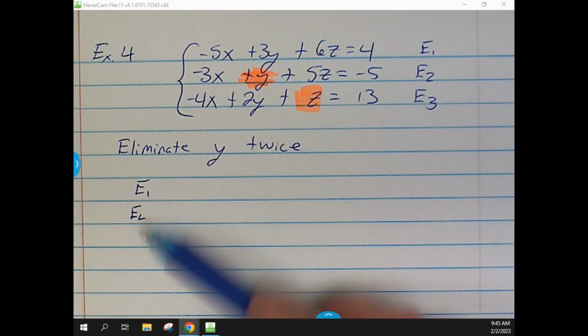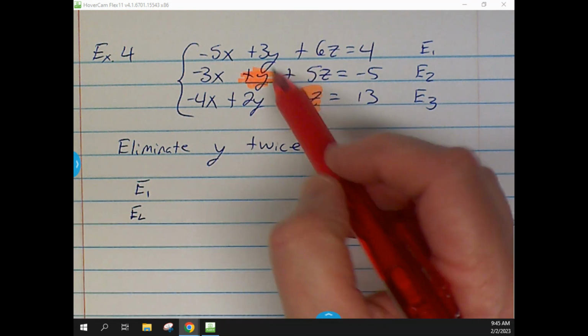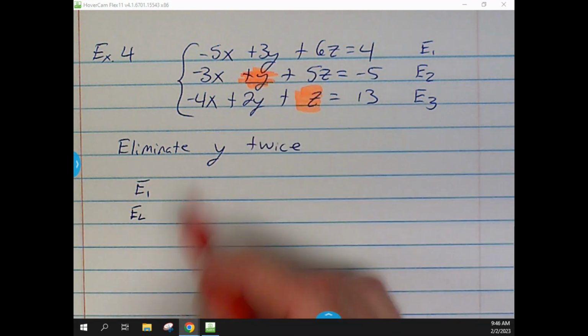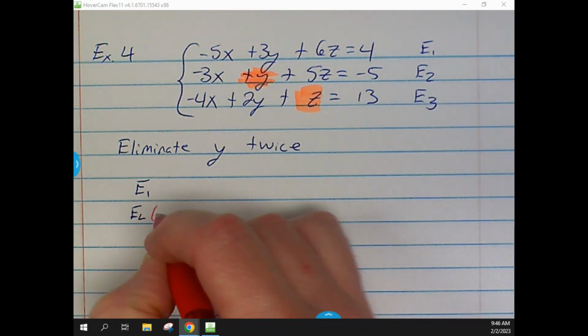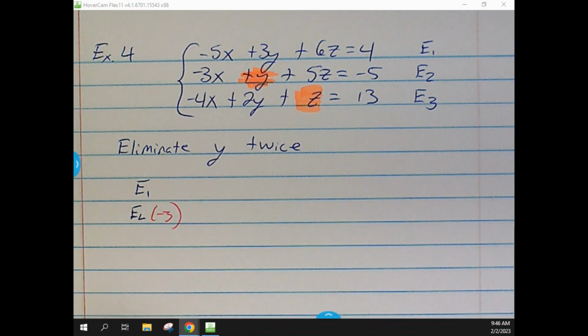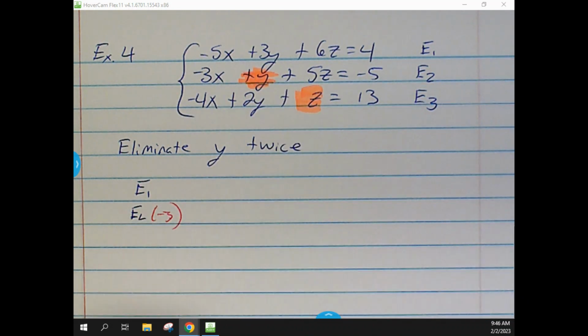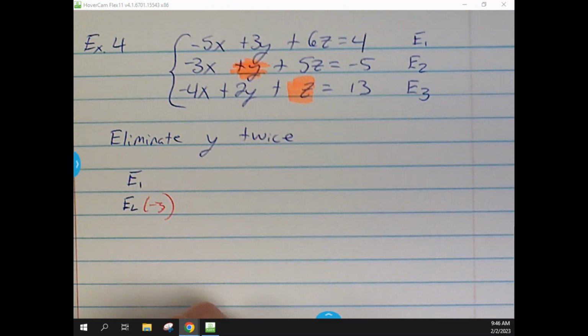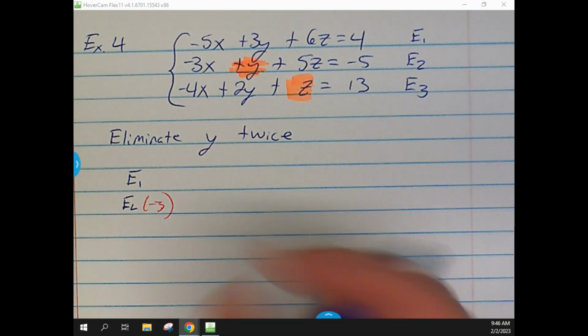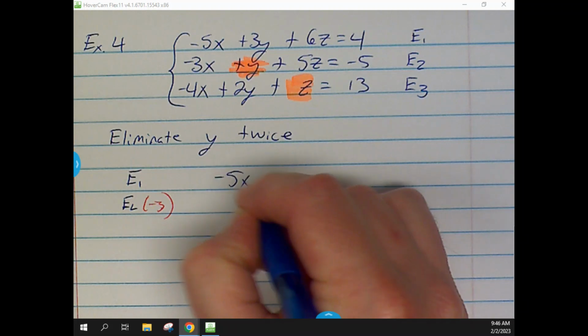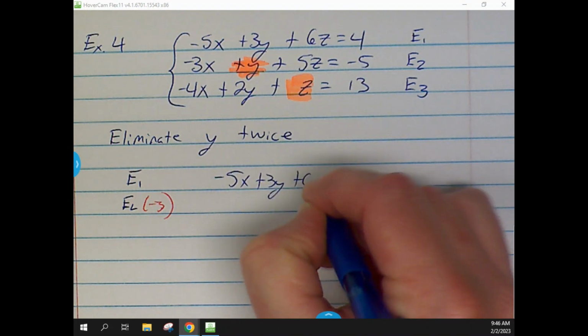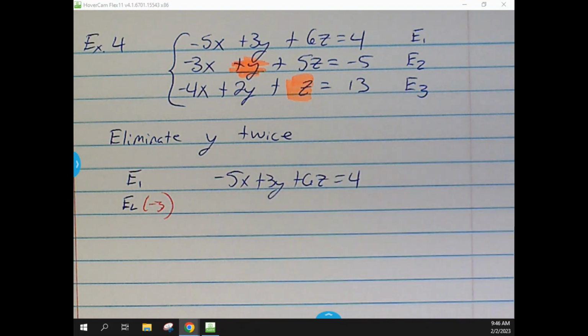So to get 1 and 2 together, to get rid of this thing, since this was already 3, we're going to have to take equation 2 and multiply by -3. So if that's a 3, this needs to be a -3. So we just need to take equation 2 and multiply by -3. So that would be -5x plus 3y plus 6z equals 4. And then taking equation 2 and multiplying by -3.